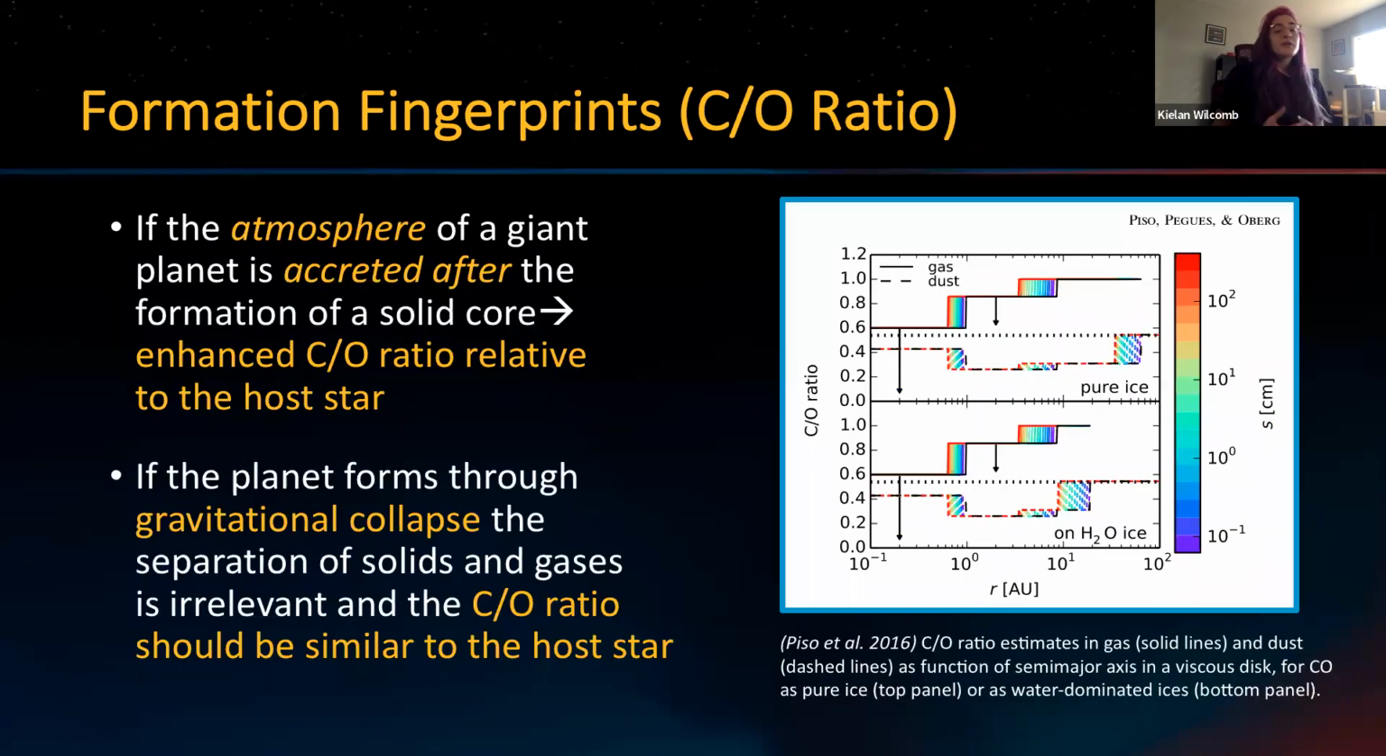But we can use C/O ratios to try to trace these formation pathways. The core accretion scenario will cause an enhanced C/O ratio that is close to unity in the exoplanet atmospheres. In the gravitational instability scenario, the C/O ratio should be close to the host star because the separation of solids and gases is irrelevant. This plot from Piso et al. 2016 shows the C/O ratio estimates in gas and dust as a function of semi-major axis in a viscous disk for CO pure ice and water-dominated ices. Substellar or stellar C/O can also indicate that a large amount of icy solids polluted the atmosphere following gas accretion.